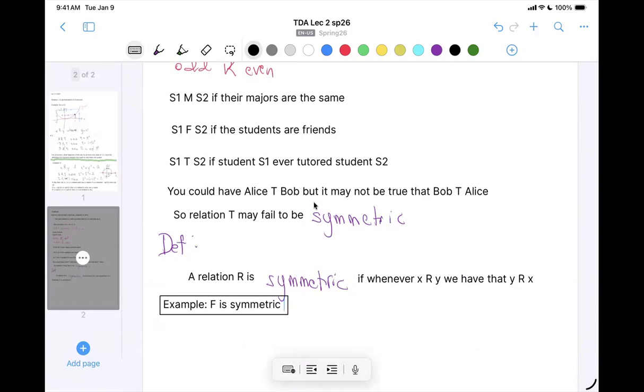So far so good. Whenever you have a relation, it's very useful to know whether it's symmetric or not.